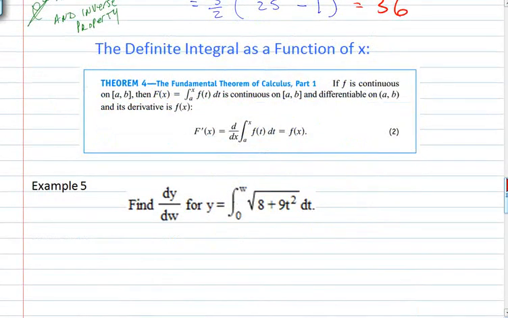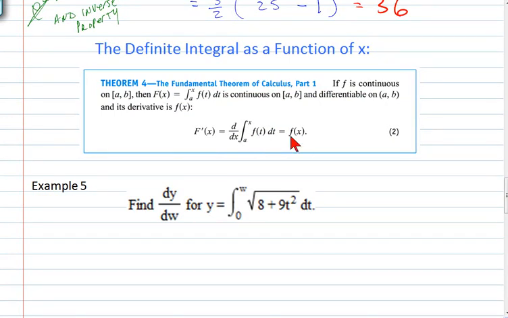So, the next thing we're going to look at then is the definite integral as a function of x. All that we do here is we say we're going to replace one of our bounds with x. So the derivative of the antiderivative is going to be the derivative of the integral. And when you have an upper bound of x here, you're going to end up with a function of x.